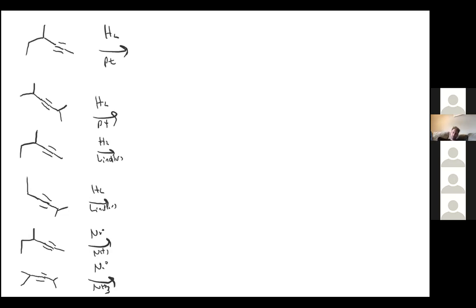All right, so hopefully these ones are pretty straightforward. We're just reducing down to single bonds for these first two.